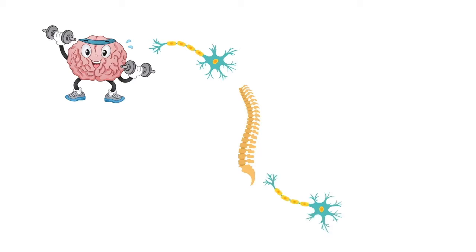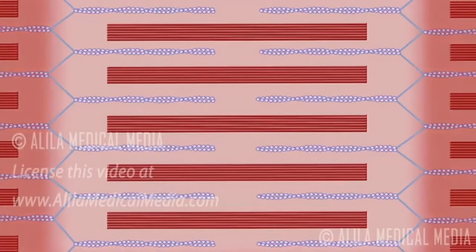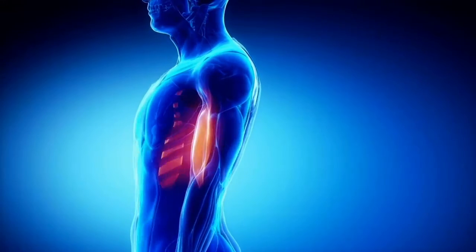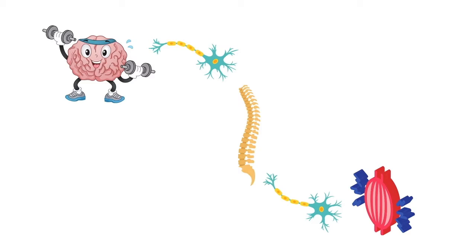When you decide to move, the motor cortex sends electrical signals to the spinal cord and peripheral nerves to the muscles, causing the muscles to contract. The motor cortex on the right side of the brain controls the muscles on the left side of the body and vice versa. The cerebellum coordinates the muscle movement commanded by the motor cortex.